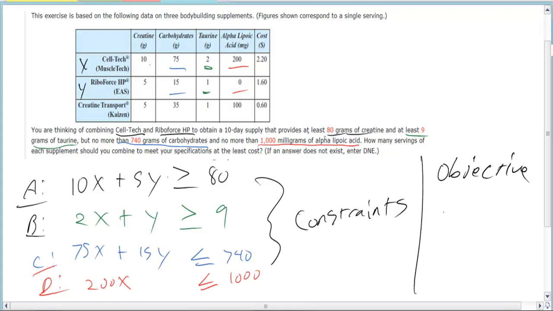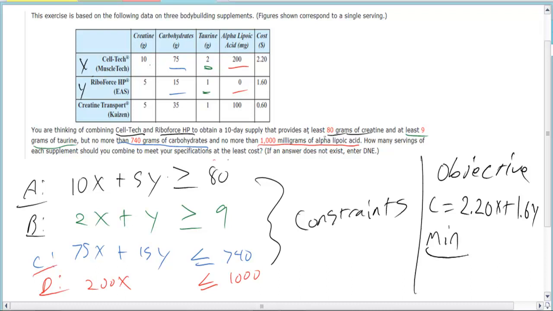The objective function would be to minimize the cost. So what is our cost equation? X costs $2.20 and Y costs $1.60. So whatever my servings of X, servings of Y, add them together, there's my cost. My goal is to minimize this.